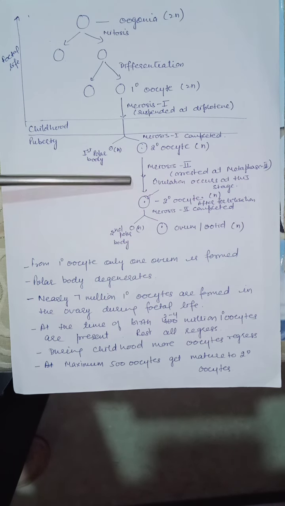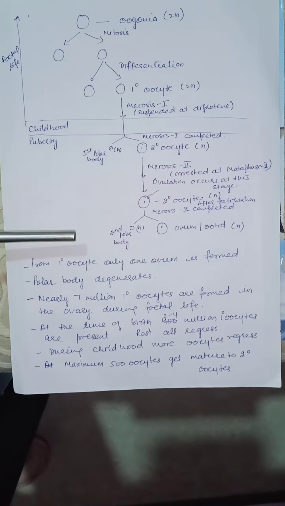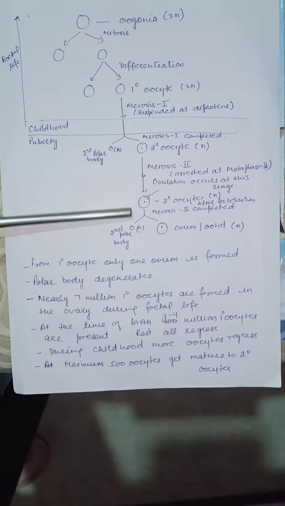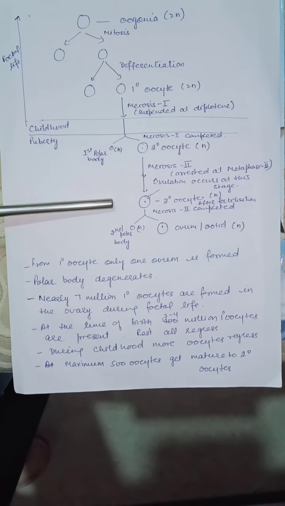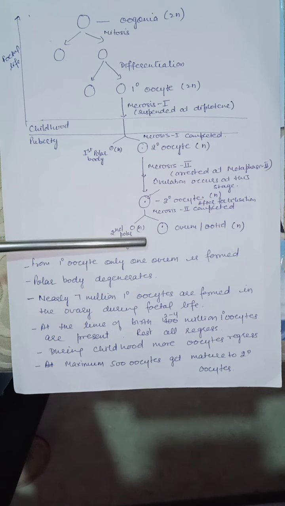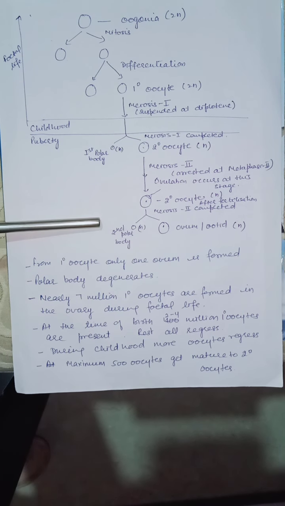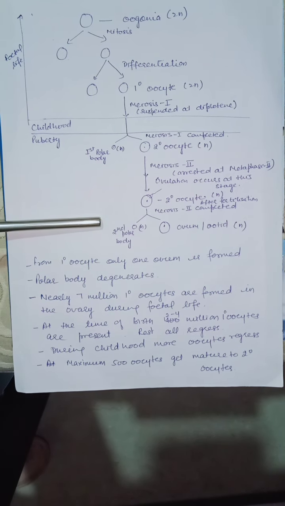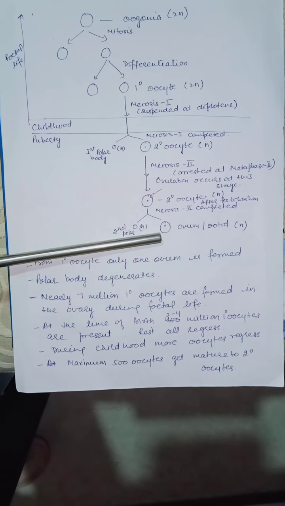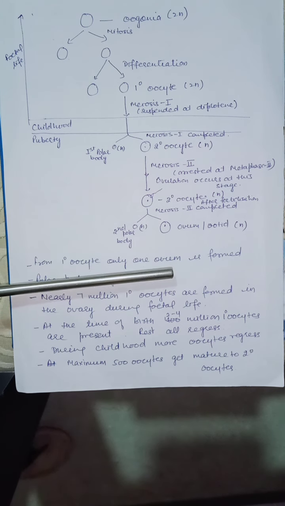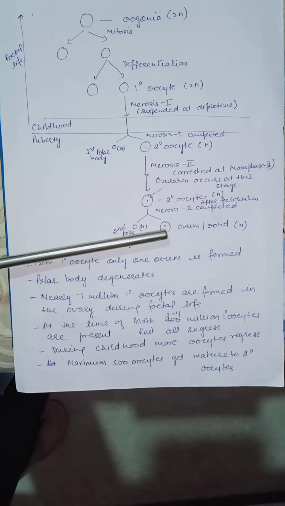I have written here that ovulation occurs at this stage. When sperm enters the secondary oocyte, then meiosis 2 is completed, that is, meiosis 2 is completed after fertilization. After fertilization, egg or ovum is formed and second polar body will be released. This ovum will fuse with the nucleus of the sperm to form the zygote.